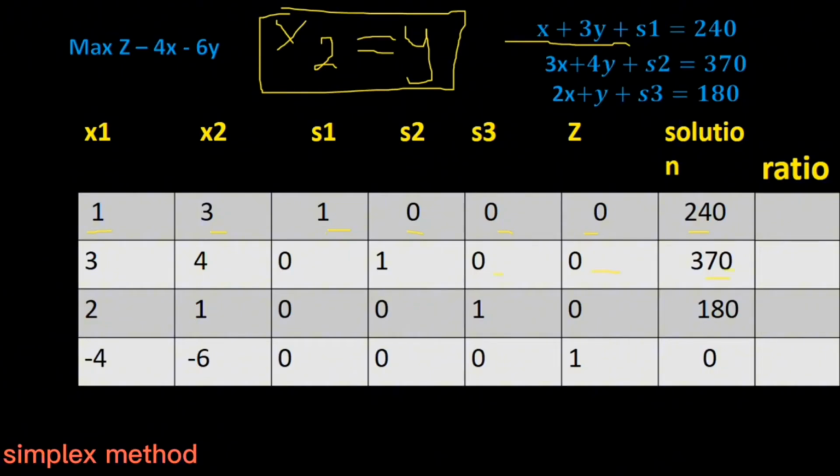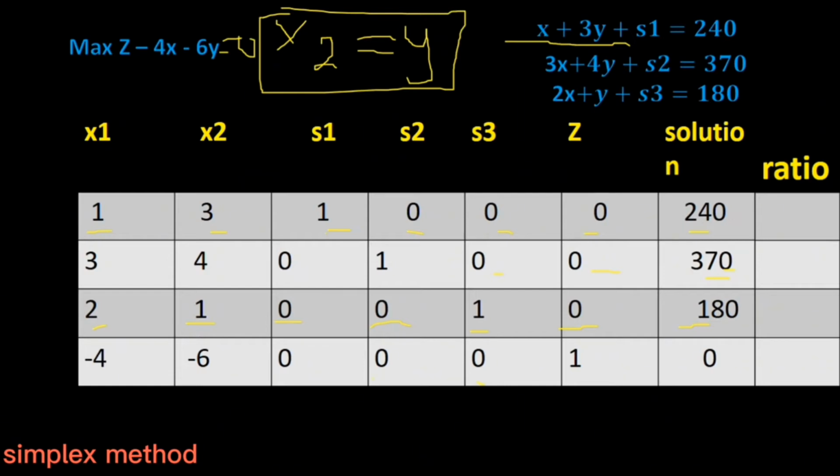For the last one, we have 2 for x, 1 for y, 0 for s1, 0 for s2, and 1 for s3, and 0 for the level of z, and the solution is 180. For this last one, that is equal to 0, we are going to have negative 4, negative 6, 0, 0, 0, 1 for z, and that is equal to 0. We are just going to do iteration.